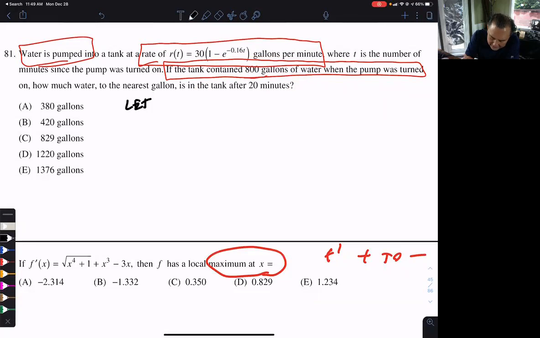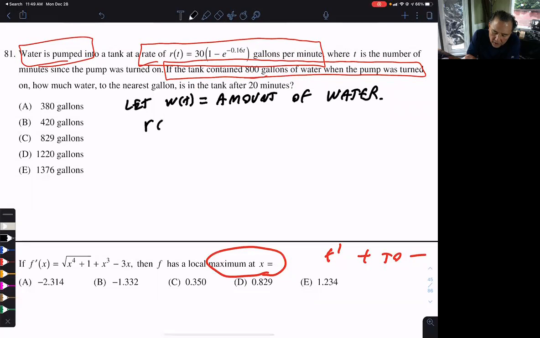So I'm going to let W of t equal the amount of water. I'm making up a function and calling it W of t. Therefore, R of t is actually the derivative of W, right? Because it's the rate of the amount of water. What else?